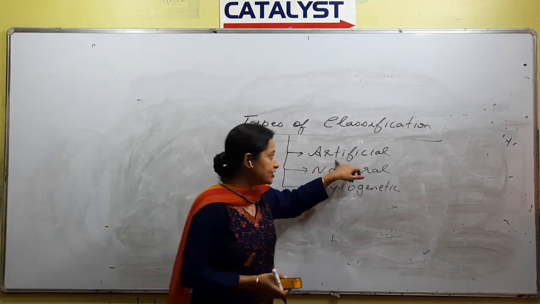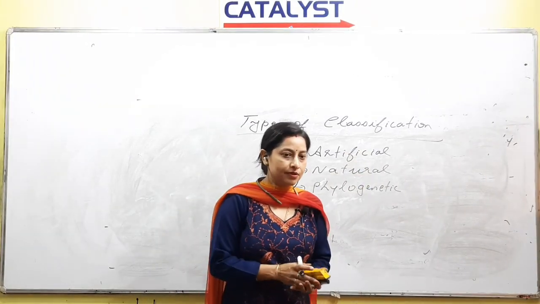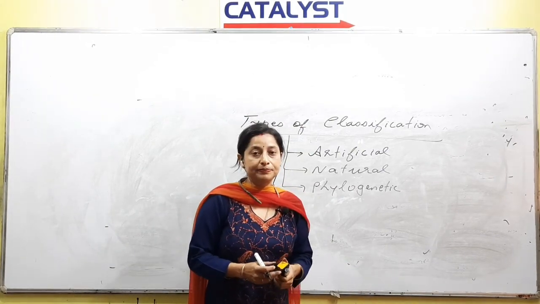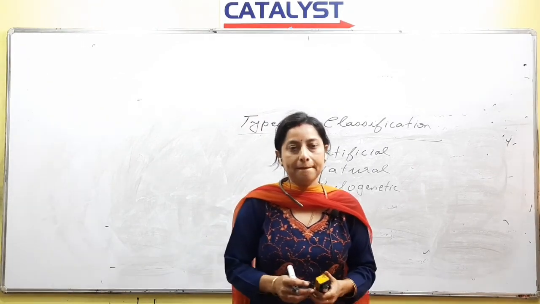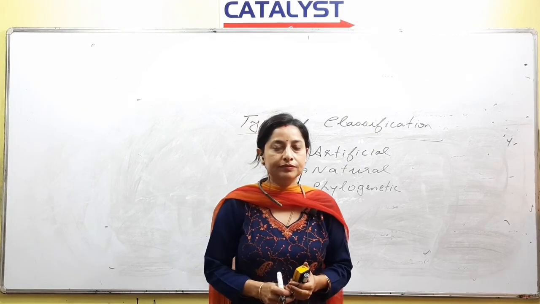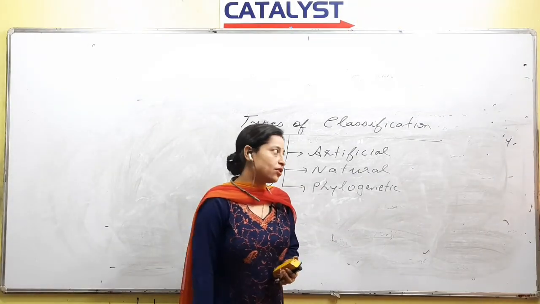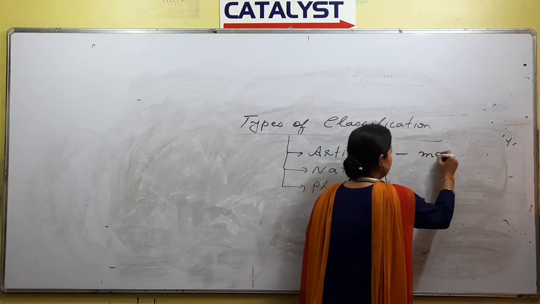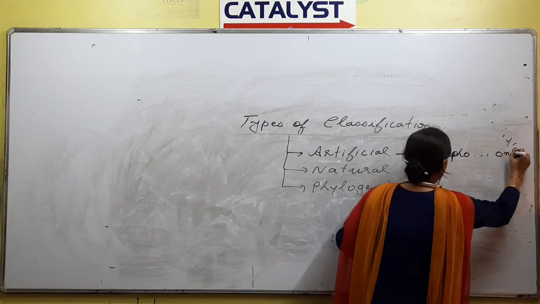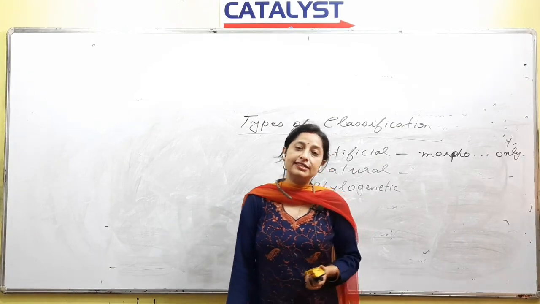Artificial classification, which classification would be considered as an artificial classification? Only, you have to remember the word only. If it is based only on morphology, that is called artificial. Morphological characters only. Similarly, what is natural classification? You take all the characters into consideration except phylogeny.